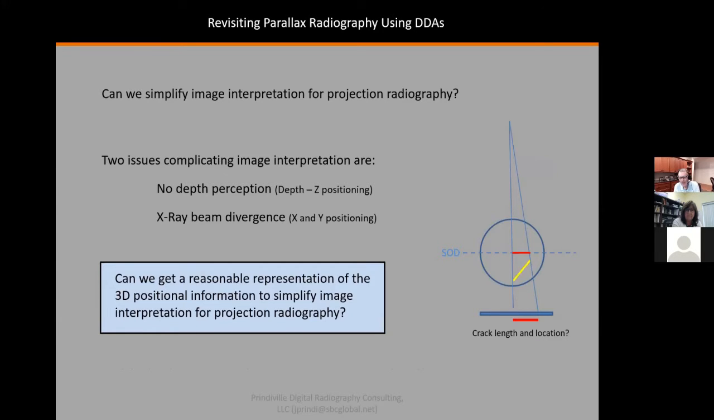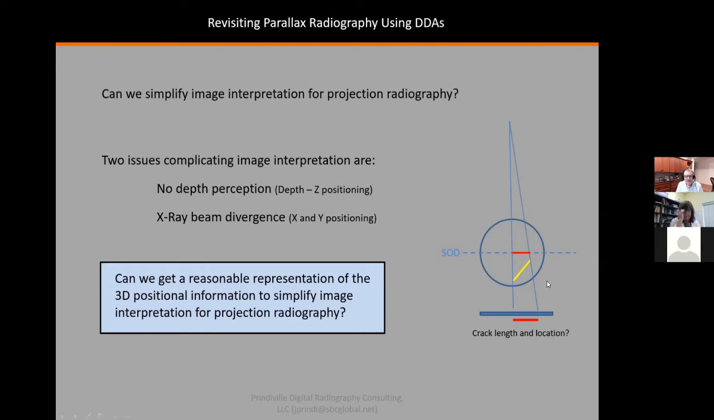So if you look at the diagram on the left, at the detector on the bottom, and you see that red indication is, say, a crack, then you're going to assume the length of that crack is at your source to object distance, and you're going to measure it going across here, and then you incorporate the magnification that you know, and you'll say that's the length of your crack. Well, the crack may actually not be parallel with your detector, in which case it is longer. But if you don't have depth information, you don't know that.